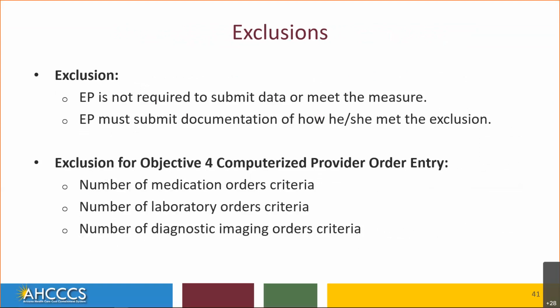Again, for exclusions, the EP is not required to submit data or meet the measure. However, the EP must submit documentation of how he or she met the exclusion. There are 3 different exclusions for Objective 4. First one is the number of medication orders criteria. Second is the number of laboratory orders criteria. And the third is the number of diagnostic imaging orders criteria.